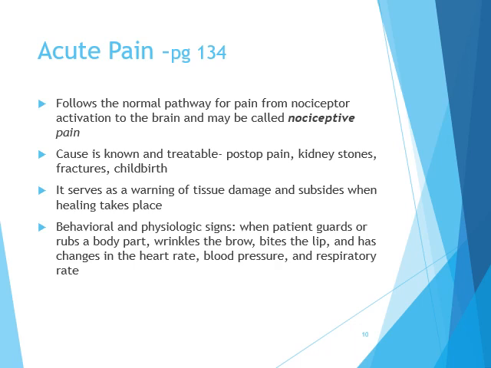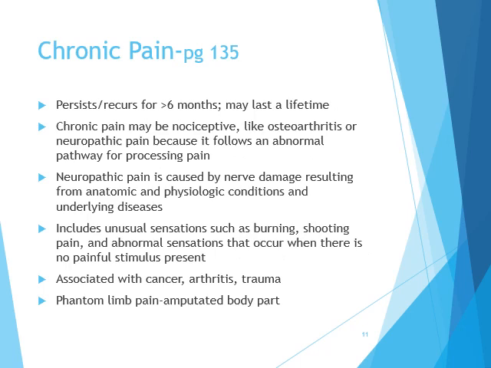All right, we'll go on and then we'll go back and look at the acute and chronic pain. Chronic pain, so it's persistent. It recurs for more than 6 months and even a lifetime. Chronic pain may be nociceptive like osteoarthritis or neuropathic pain because it follows an abnormal pathway for processing pain. Now, neuropathic pain is caused by nerve damage resulting from anatomic, physiological condition and underlying diseases. So what comes to mind here?